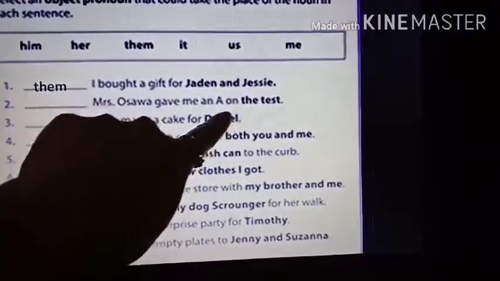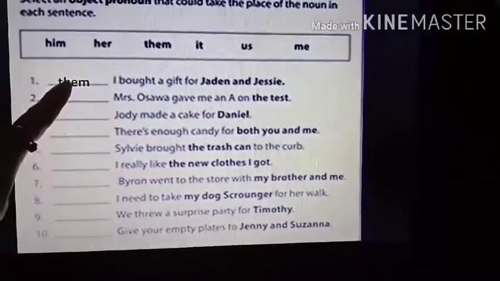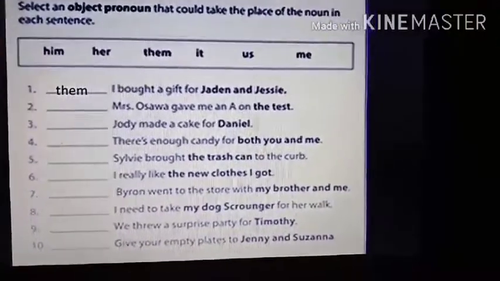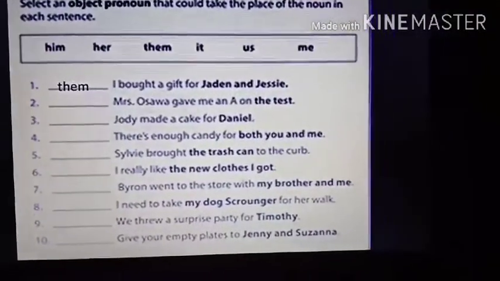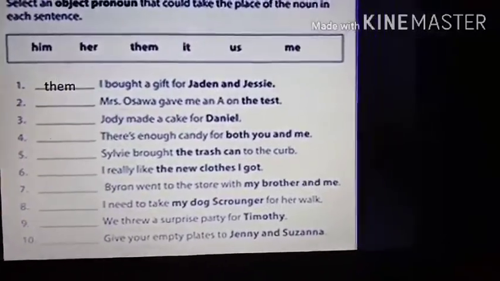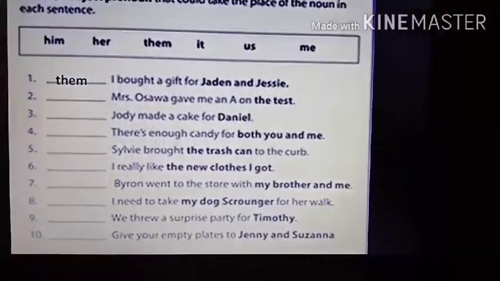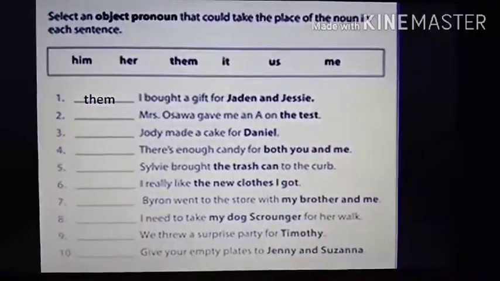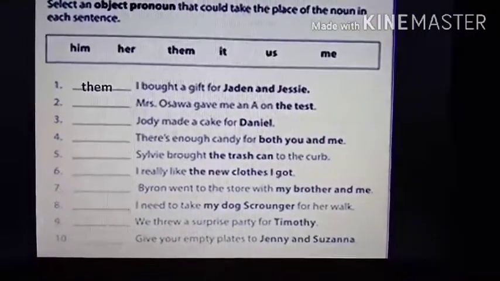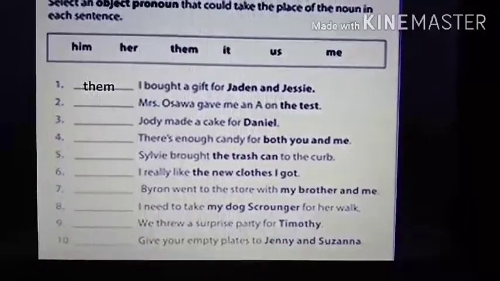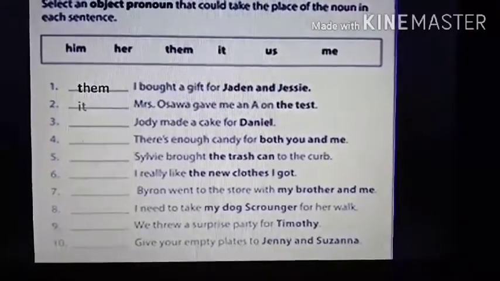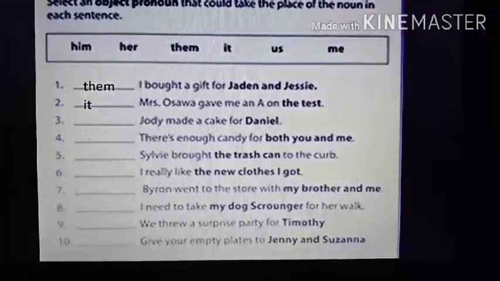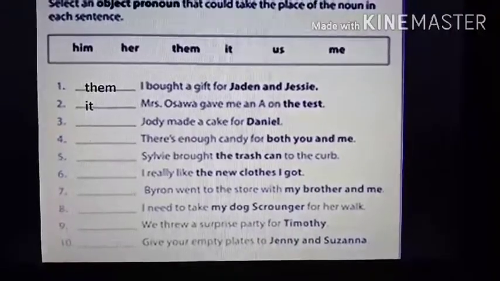Whatever is given in bold, you have to write which pronoun will come in its place. Okay, students. Now see the second one. Mrs. Osawa gave me an A on the test. Now we have to use the pronoun for the test. The test is a thing. It is not a human being. So what pronoun will it be? It will come. Mrs. Osawa gave me an A on it.